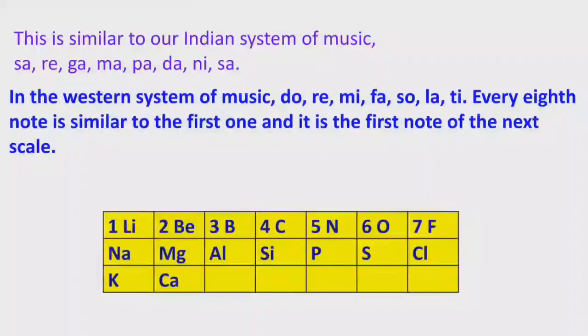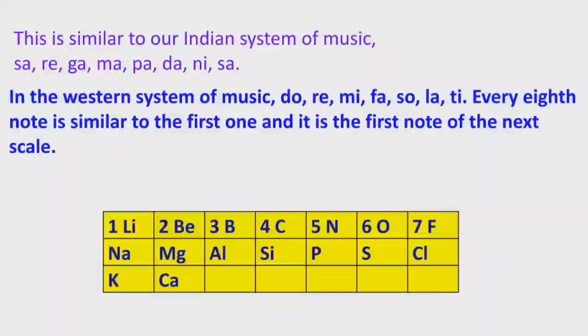He arranged all the known elements in increasing order of their atomic weights. Hydrogen was not discovered at that time. All the inert gas elements, helium, neon, argon, were also not discovered. First one is lithium, second one beryllium, third one boron, fourth one carbon, fifth one nitrogen, sixth one oxygen, seventh one fluorine. So the first one resembles the 8th element, that is sodium.